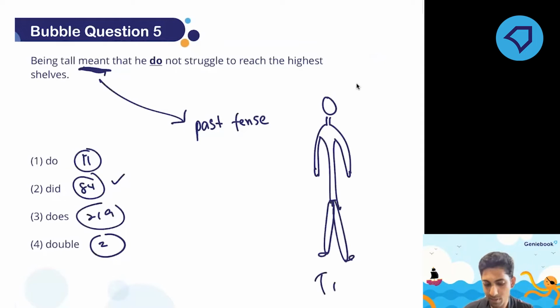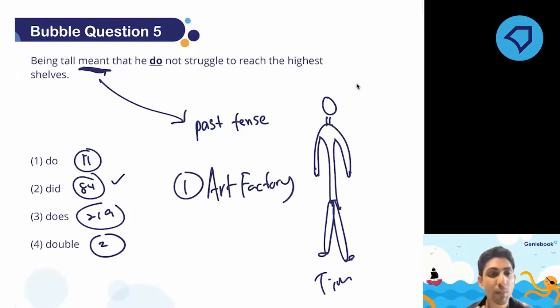His name is Tim. Tim is really tall. Tim used to work at Art Factory. That's his first place of employment. Okay, he has one strand of hair. And at Art Factory, because of his height, he could reach the highest shelves quite easily.